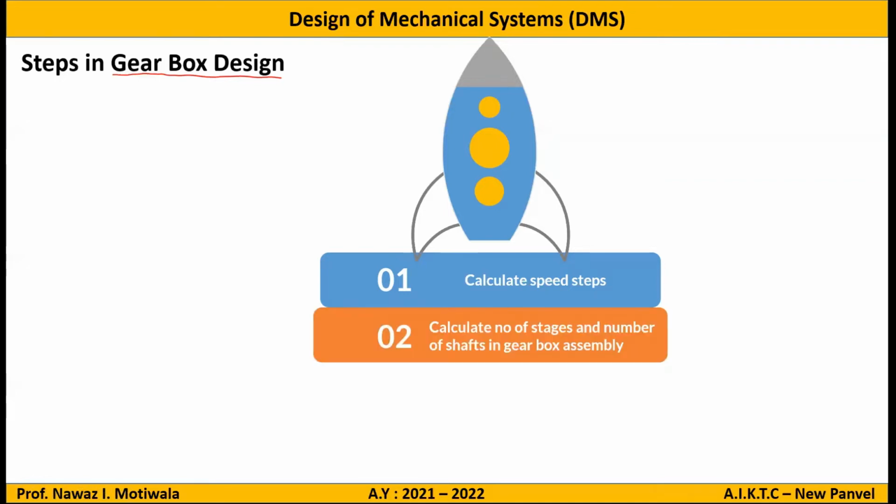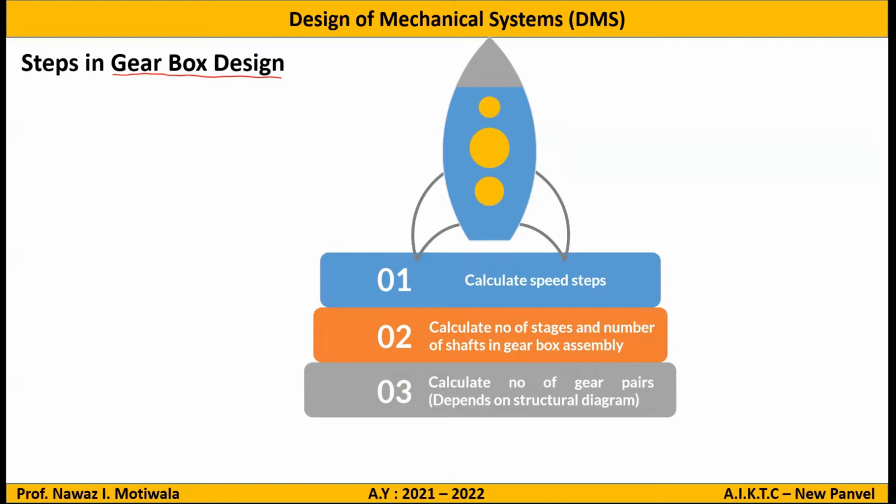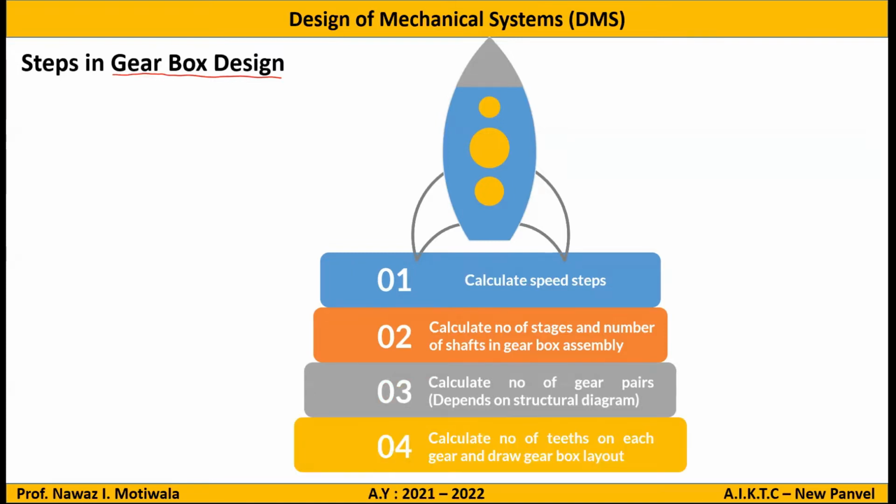You have to go to the next step, which is calculate the number of stages and number of shafts in the gearbox assembly. So depending on the first step, you have to calculate how many stages you will be using and how many shafts will be there in the gearbox. After doing this calculation, the third part is to calculate the number of gear pairs. Step number 4: calculate the number of teeth on each gear and draw the gearbox layout.